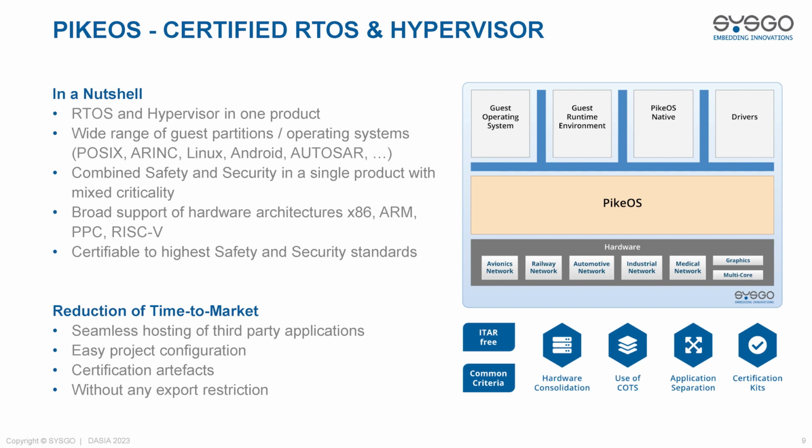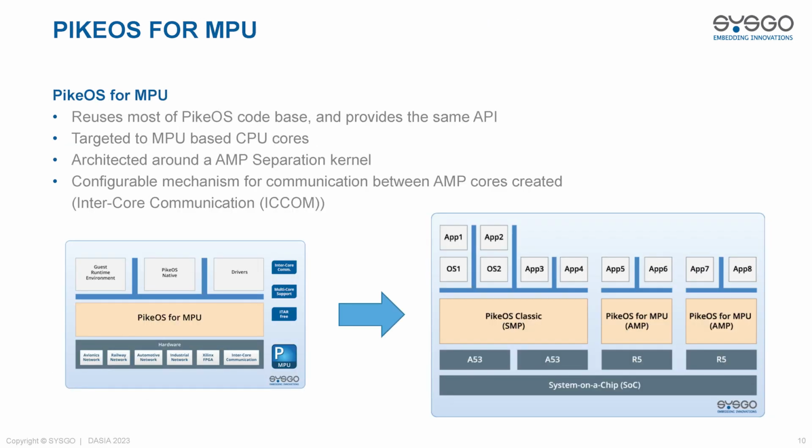And we also have the little brother of PikeOS, which is PikeOS for MPU. PikeOS for MPU shares most of the PikeOS code. It's based around the same separation kernel, but on an asymmetric multiprocessing kernel. That's mainly because, as mentioned before, microcontroller cores usually don't have a level 2 coherency cache. Therefore, it's difficult or impossible to implement SMP with MPU-based devices.